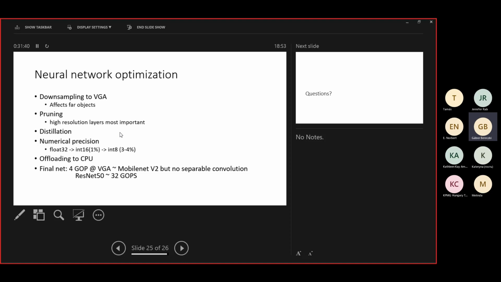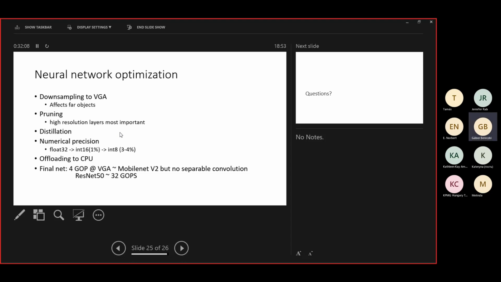Offloading to CPU means that we had a specialized neural network accelerator that could only do one thing, and there were many different layers that we could offload to CPU. For almost every modern CPU architecture, there are SIMD operations, single instruction multiple data, which are vector operations. Using this, we can make it faster.